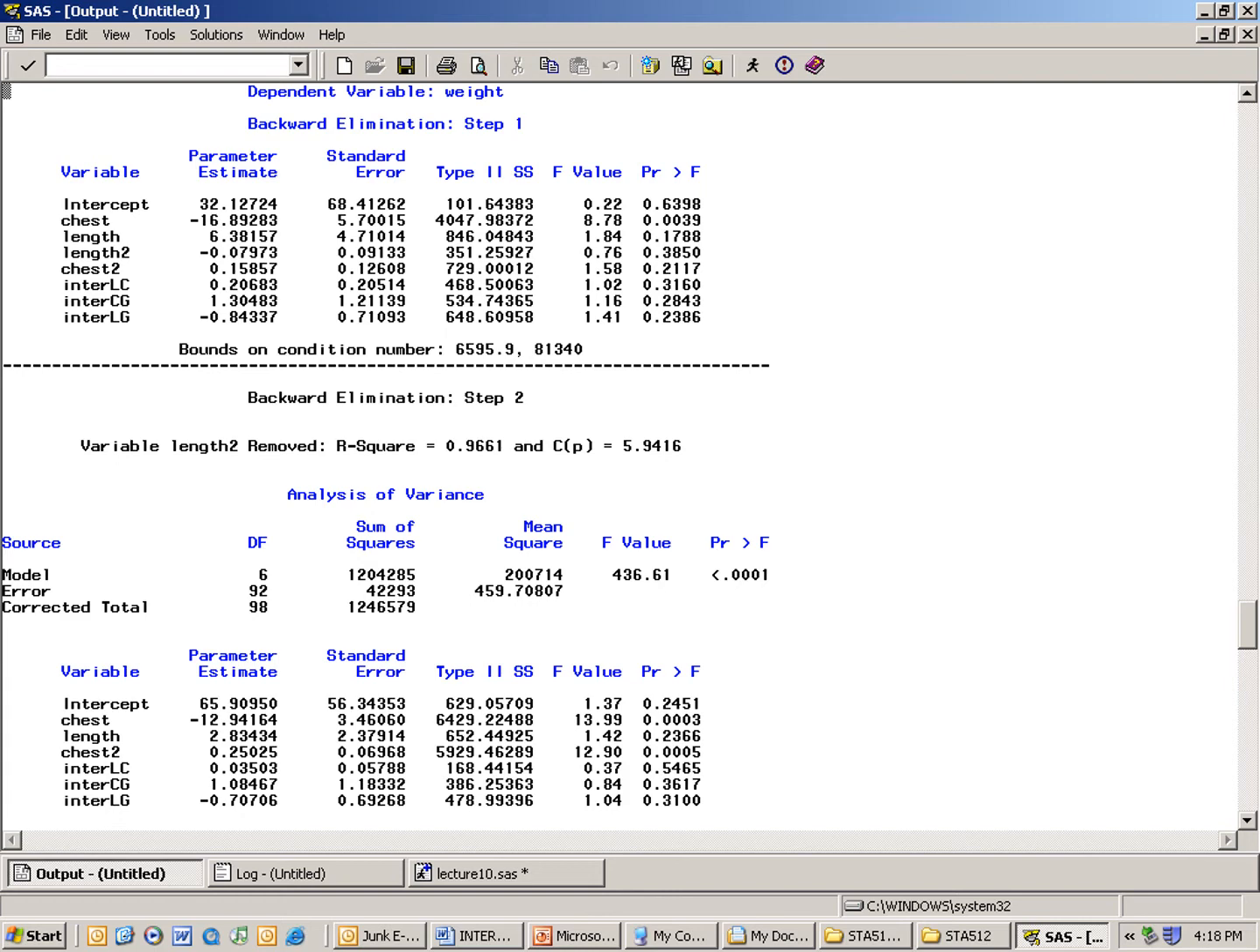Now look at that. Which variable is going to be removed next? Exactly, it's going to be length squared. Length squared has that 0.3850. So I remove length squared, and now I look at my remaining 6 variable model. I look at all the remaining variables. It looks like the interaction between length and chest now has the largest p-value, so that's what I'm going to remove next.